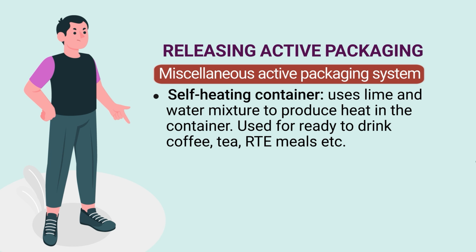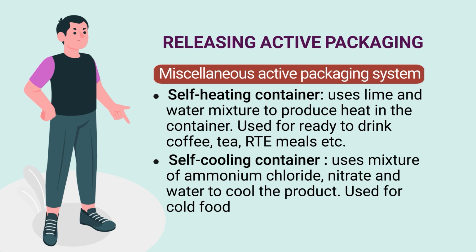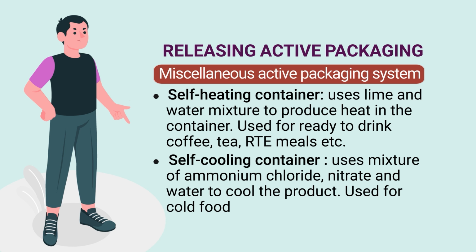Similarly, there is also demand for self-cooling containers for cold food or drinks. There you can use a mixture of ammonium chloride, ammonium nitrate and water to keep the product cool. So these are examples of the different types of absorbing, releasing and miscellaneous types of active packaging system.